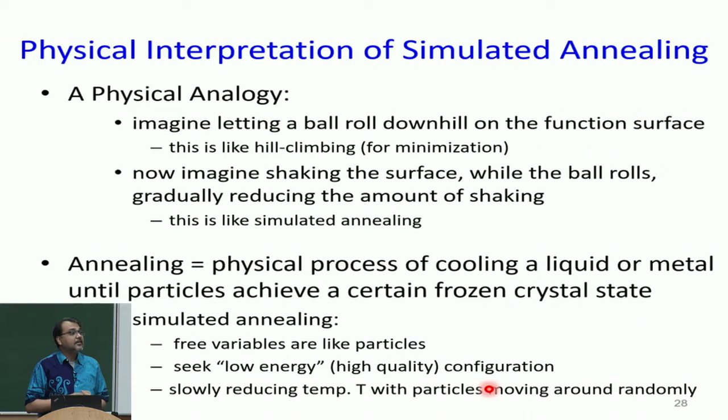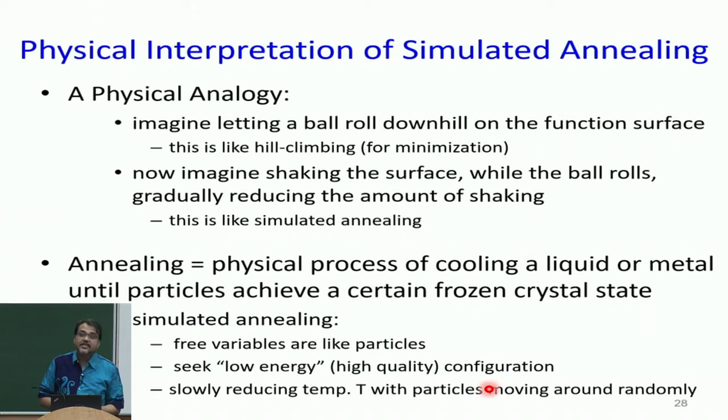And the theorems say that the probability that you would have found the global optimum gets towards 1 if the temperature, if the shaking, is reduced slowly. So, you start with a lot of shaking, but then very slowly you reduce the shaking, and in the limit of infinite time you are guaranteed that you will reach the global optimum with probability tending to 1. So, this is the physics analogy of what is going on.